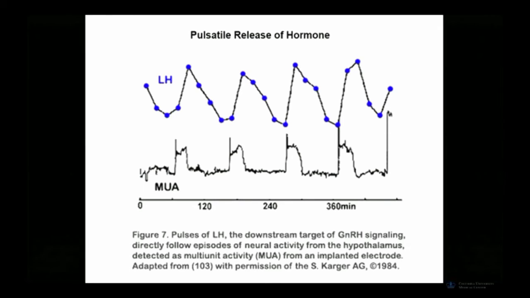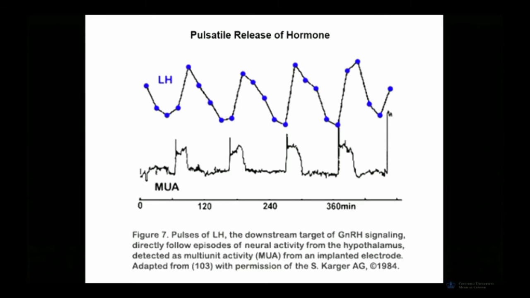We also see hormones being released in pulses. This is another common pattern of hormonal release. So what we're looking at here is pulses of a hormone called luteinizing hormone. And this is a hormone that regulates reproductive function in both men and women. LH plays an important role in stimulating the production of estrogen and progesterone in females and testosterone in males.